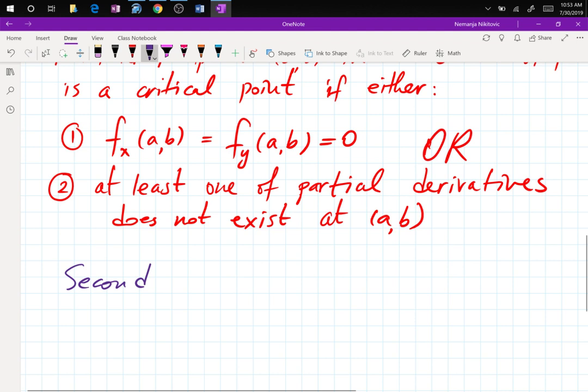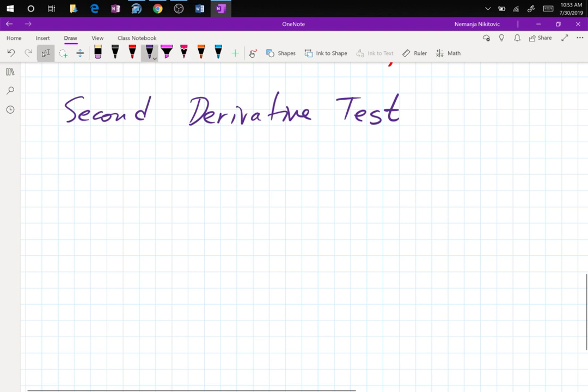So once you find critical points, they can be one of three things: a minimum, a maximum, and the new point called the saddle point. So you now have three possibilities when you get the critical point. They can be either a min, or a max, or a saddle. Now, to determine which one it is, we use the second derivative test.